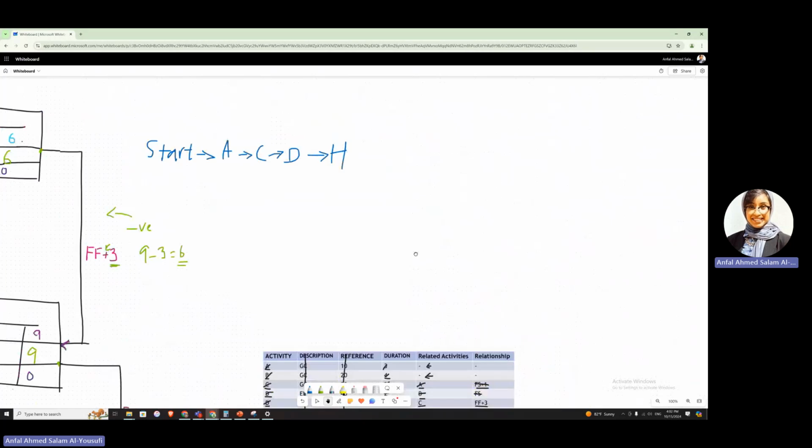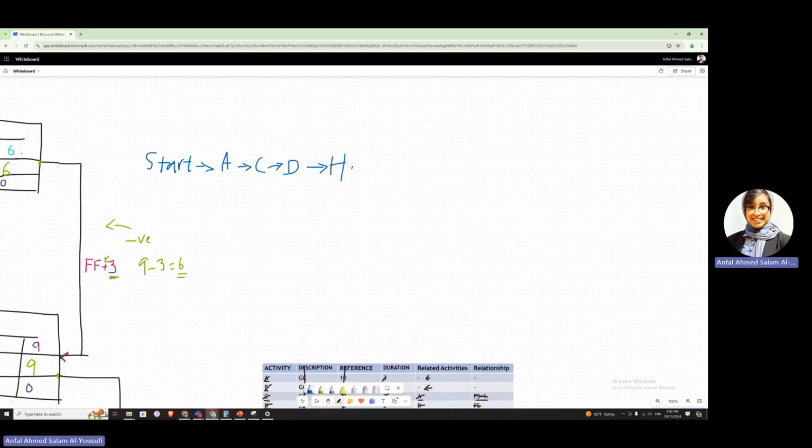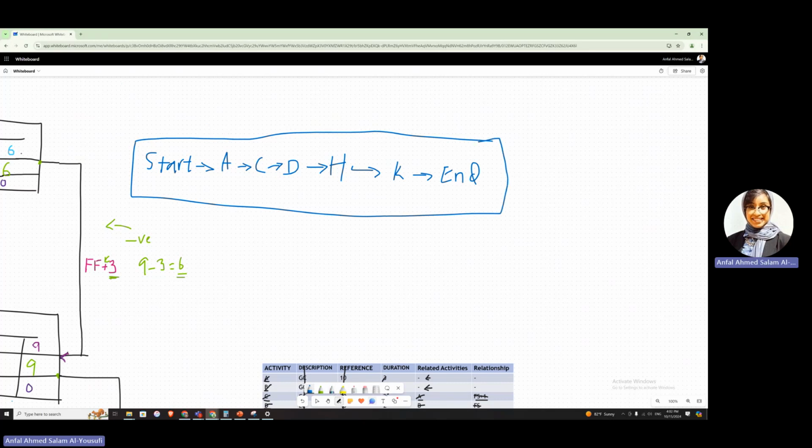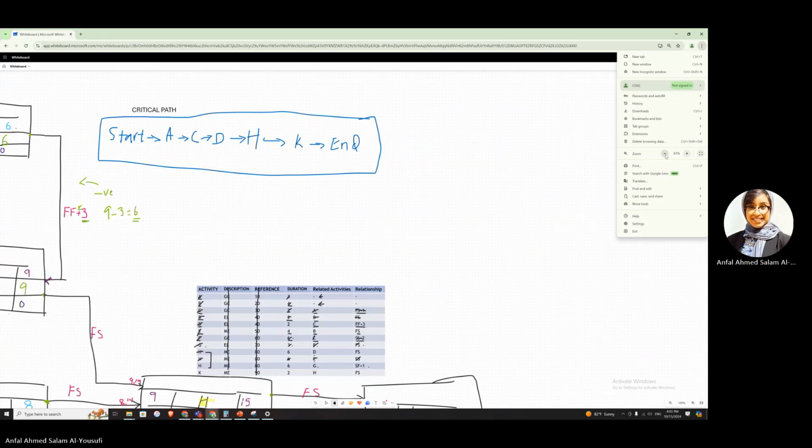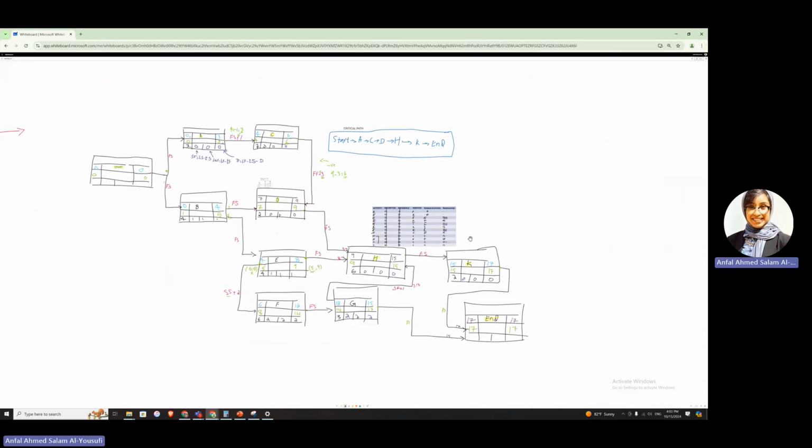Let's go up, H, K, towards the end. So in this case, this is your critical path. Okay. So here is the final answer of this question.